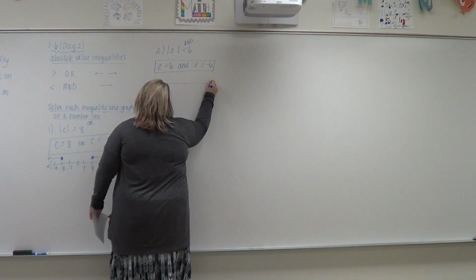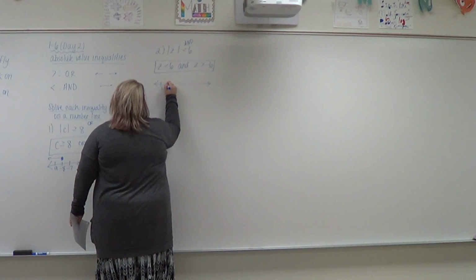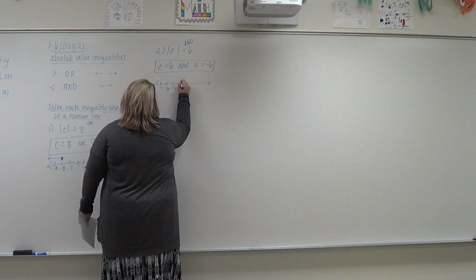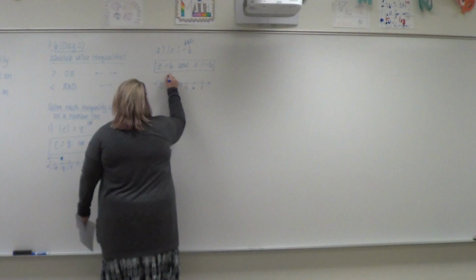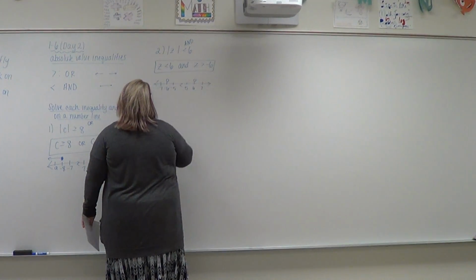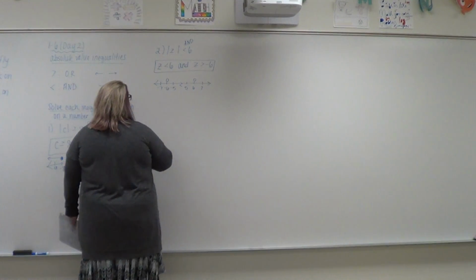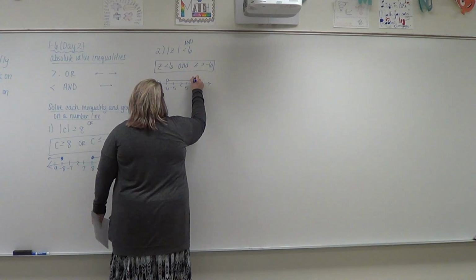So then I'm going to do my number line. And I'm going to put a break in on this one. You both have open circles. Less than 6 and greater than negative 6, so and means they connect.